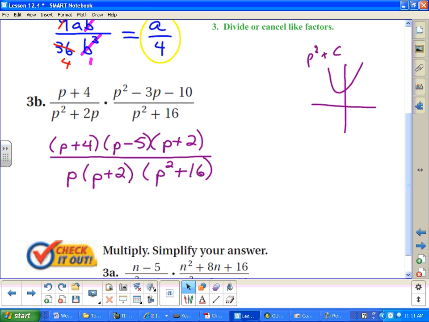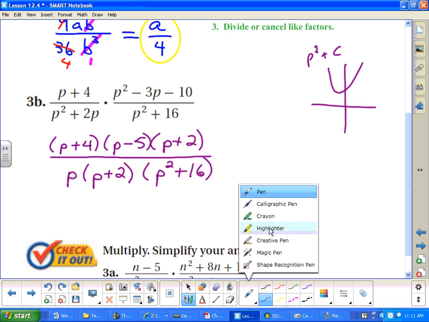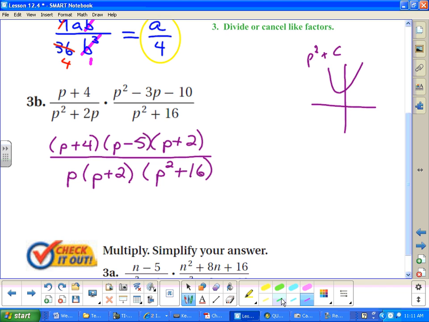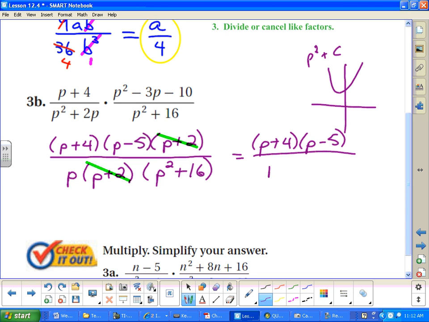So what common factors do I have here? Okay. So I only have one, don't I? I have p plus 2 in the numerator and a p plus 2 in the denominator. Since those are the only common factors, that's the only simplification I can do. So my answer will be, and you can leave it like this in factored form, so that would be my answer.